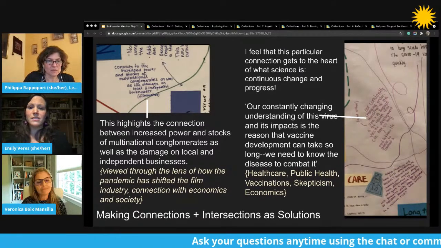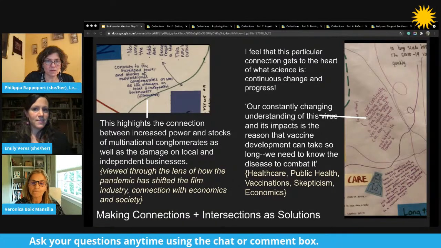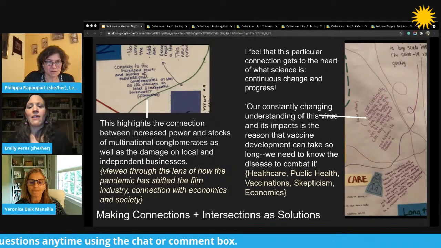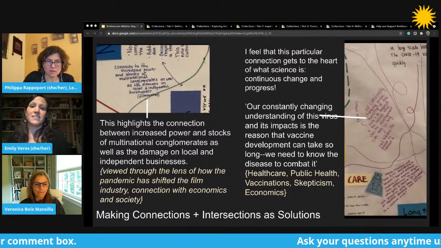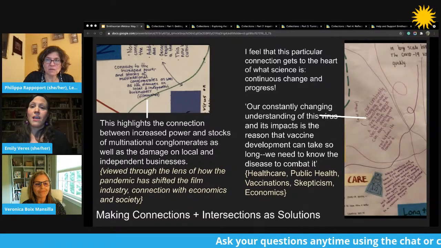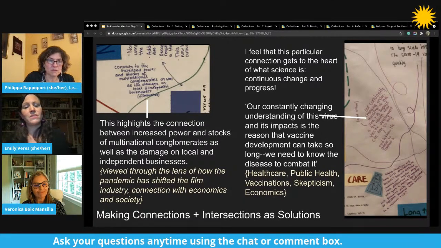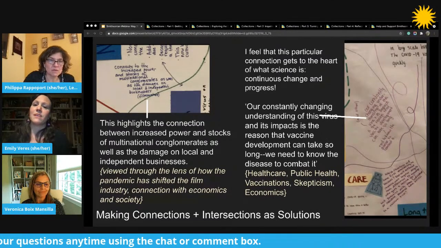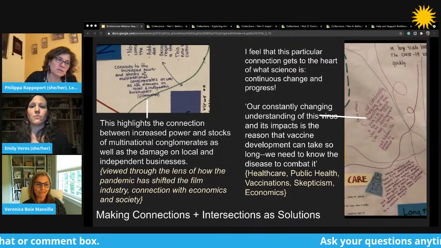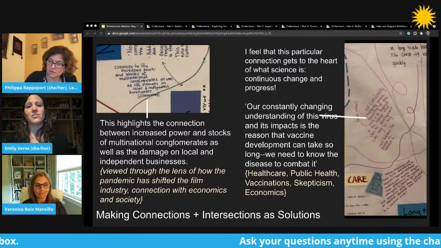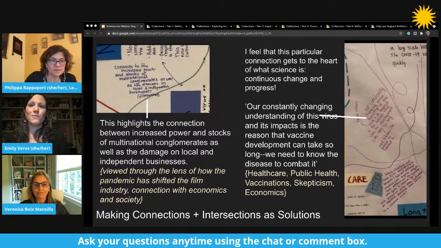And the one on the right was connecting between healthcare, public health, vaccinations, skepticism, and economics. And I felt that this particular comment really gets to the heart about what science is. It's continuous change. And with new data comes new conclusions, small tweaks, sometimes large ones. And I felt that this really encapsulated some of the issues that we have when it comes to a global pandemic that changes from day to day or week to week or month to month, but constant news coverage.